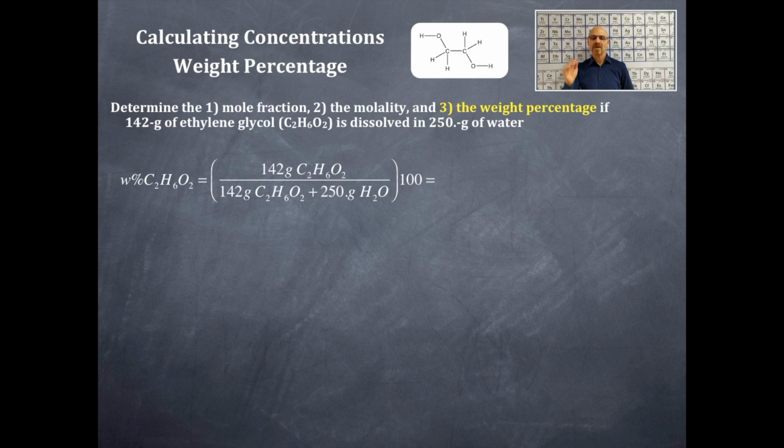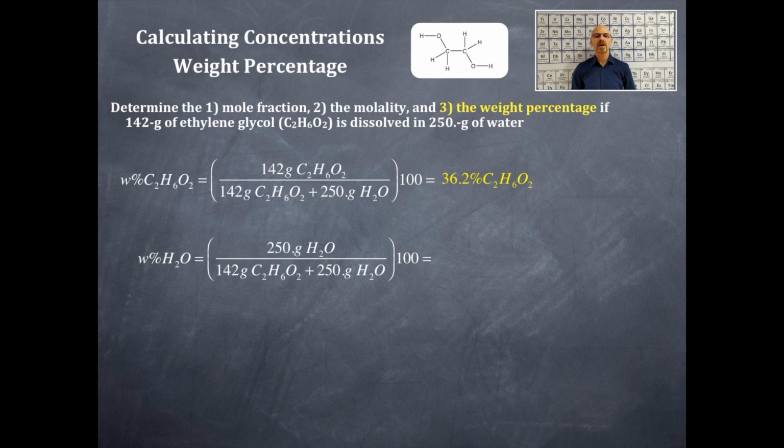The ethylene glycol mass is 142 grams divided by the total mass, which is the 142 grams of ethylene glycol plus the 250 grams of water. We're going to divide these two numbers, then multiply by 100 because we are looking for a weight percentage. We're going to do the same thing with the weight percentage of water here. This gives me 36.2% of ethylene glycol. This number is less than 50%, so that should let you know that the ethylene glycol is the solute and not the solvent. Just a quick little hint.